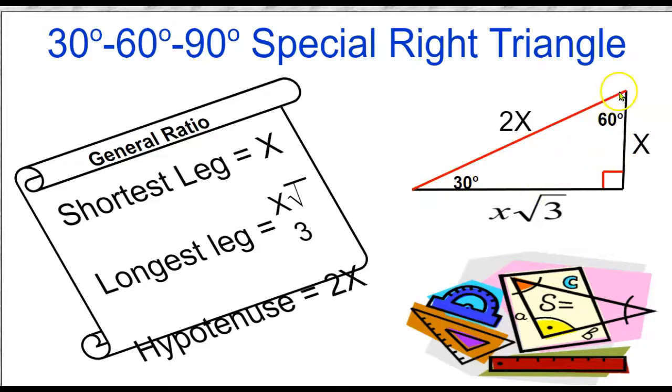Okay, so even though this one, that is the shortest, so x would be the short leg, and the side opposite the 60 is your long leg. So remember, the short leg is x, and the long leg is the short leg times the square root of 3, and our hypotenuse is twice as long as the short leg. Okay, so the longest leg.